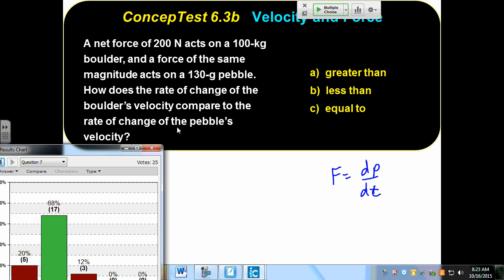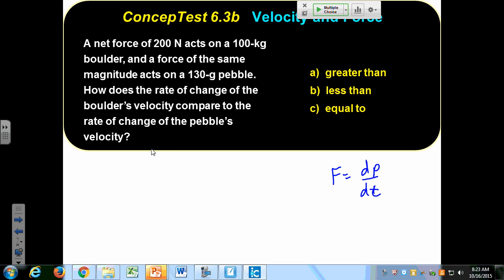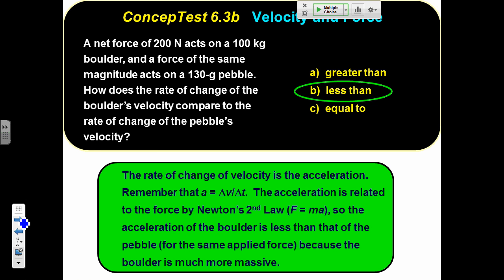That's right. So this is sort of more intuitive, right? I apply this force to the boulder, it's going to accelerate at a lesser rate than does the pebble. So B is the right answer here.